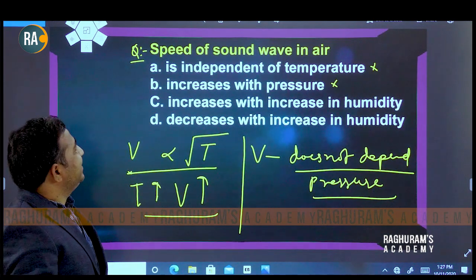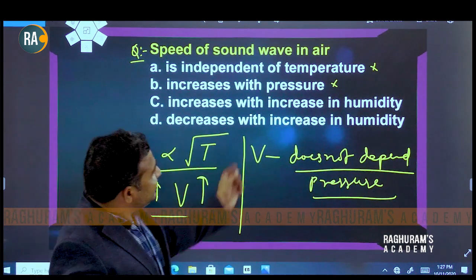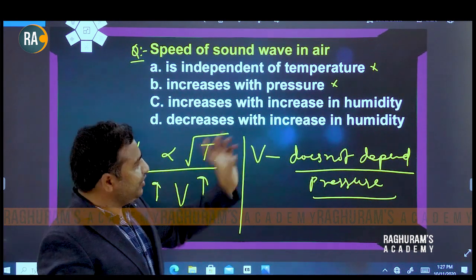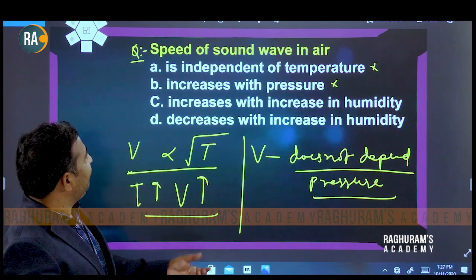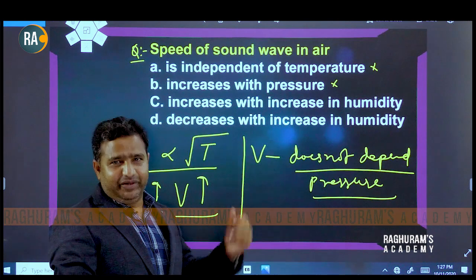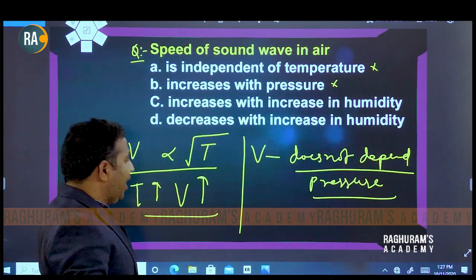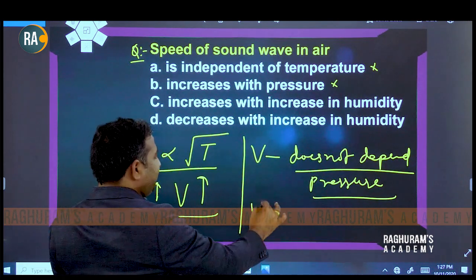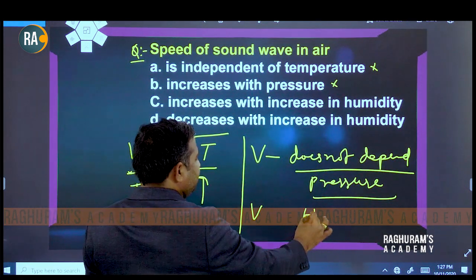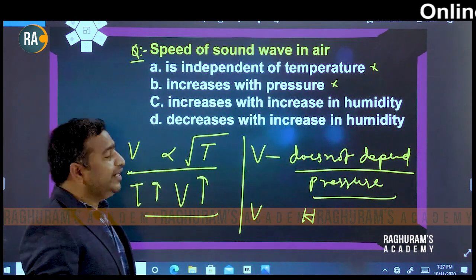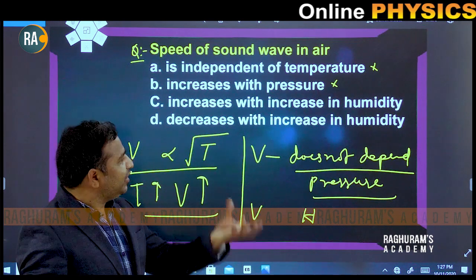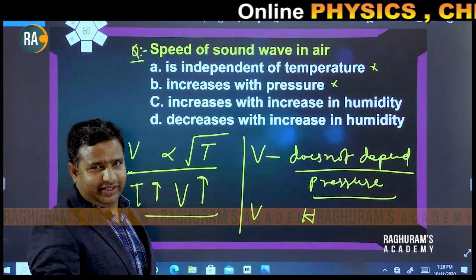Now the third one is increases with increase in humidity. Here we should know the relation between the speed of sound and humidity. The speed of sound is V and humidity is H. What is humidity? Humidity is the presence of water vapor in air.